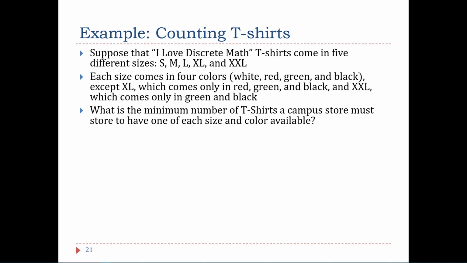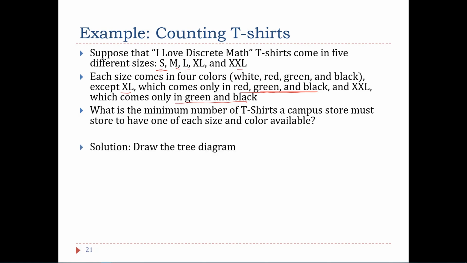So suppose that I love discrete math, t-shirts come in 5 different sizes: small, medium, etc. So each size comes in 4 colors: white, red, etc., except XL, which comes only in red and in green and in black, and XXL, which comes only in green and black. Okay. So once you start having those irregularities, then maybe it's better to count carefully the possibilities. Okay, and the tree diagrams come handy in this case.